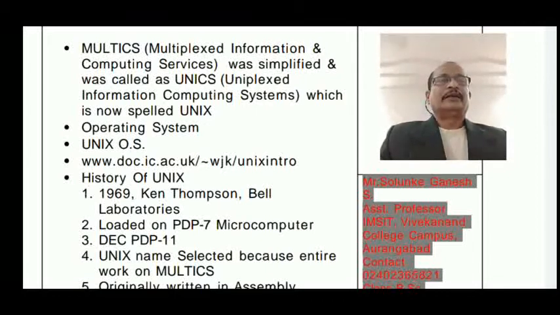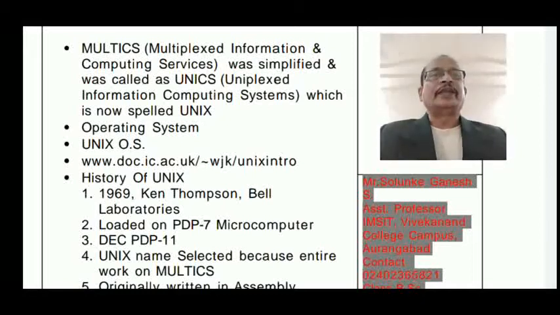After that, when the new microcomputer DEC PDP-11, which is faster than the PDP-7, came, the entire work was shifted to the new computer. The name Unix was given to the entire project on the basis of Multics, that is Multiplexed Information and Computing Services.